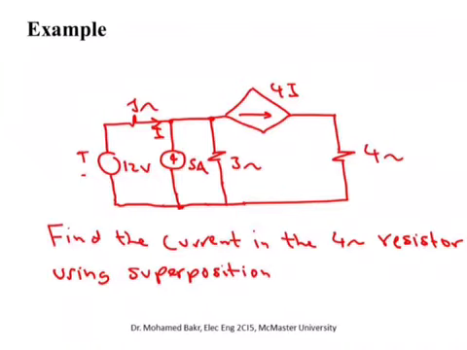Dependent current sources represent actual components in your circuit. They are not really true sources. They represent the amplifiers, they represent transistors, they represent the op amps. So you cannot really remove them. You have to keep the circuit as it is.